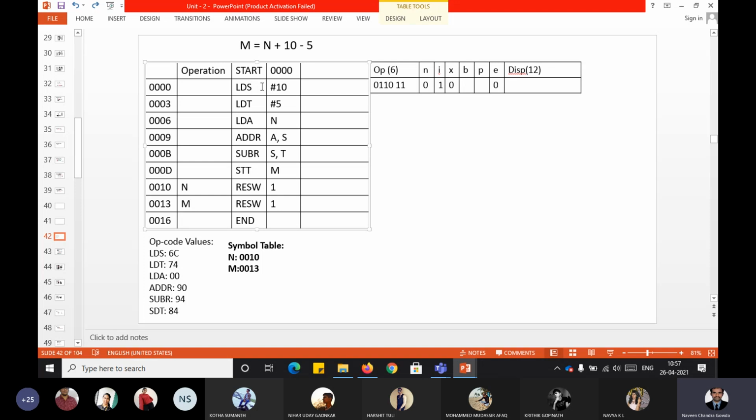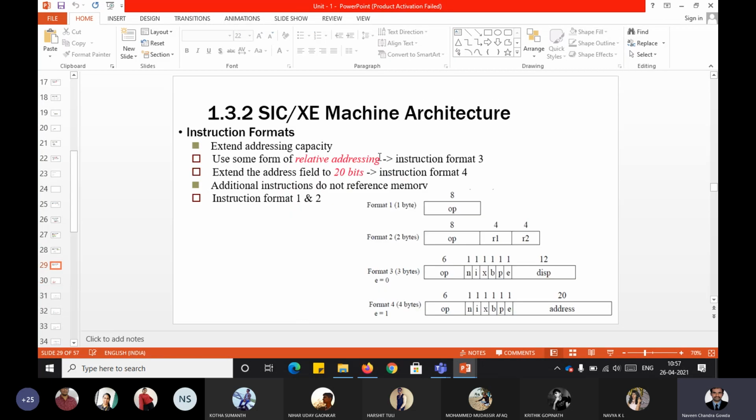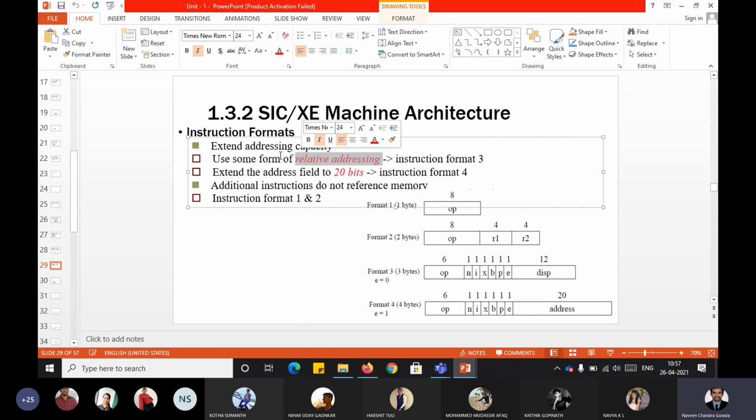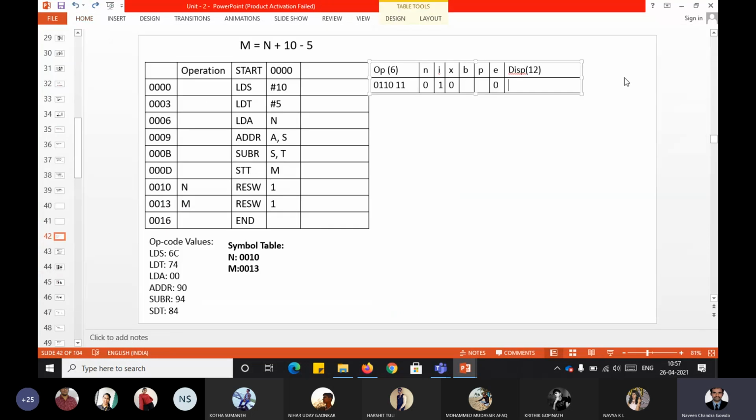How to find out that? Very importantly, in order to set this B and the P, my dear students, you have to first find out the displacement. What did I say in case of format 3? In case of format 3, this displacement is nothing else than the relative address. How to find out this relative address?